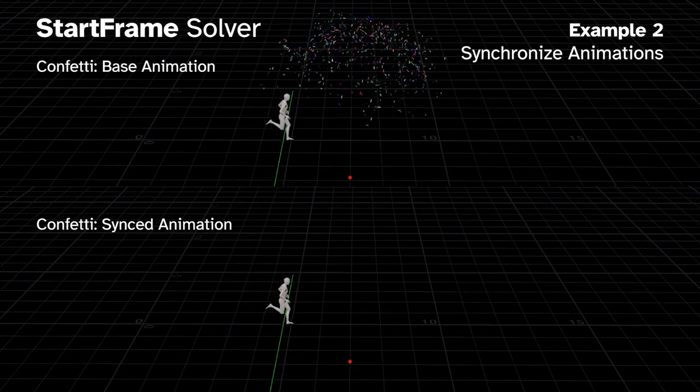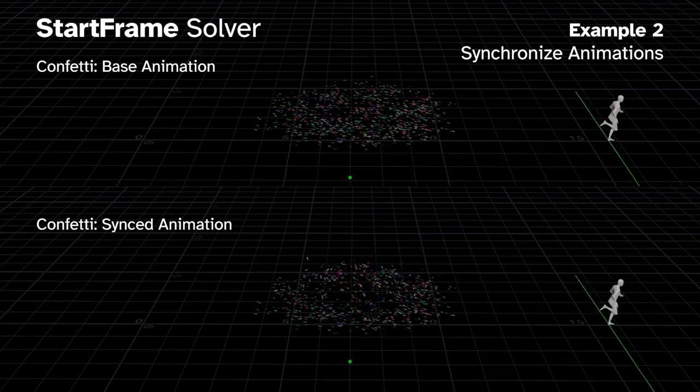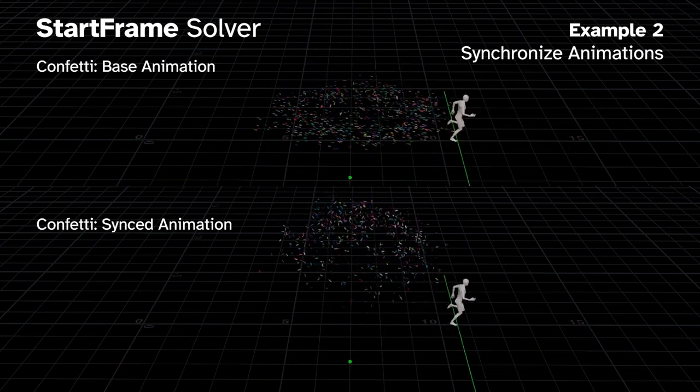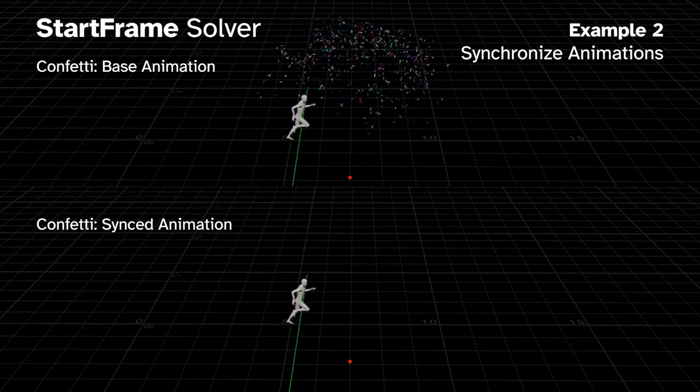In the second example, a timeshift SOP is used in addition to the Startframe Solver to synchronize the confetti animation to the frame at which the character goes past the red dot.